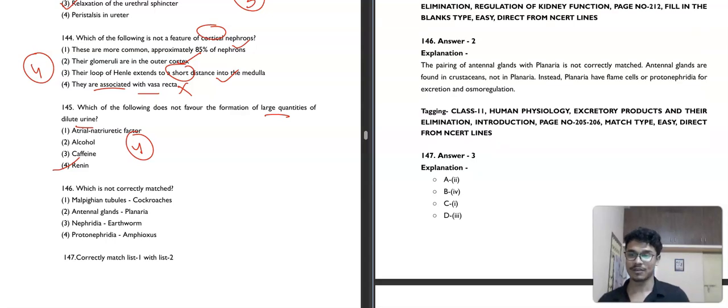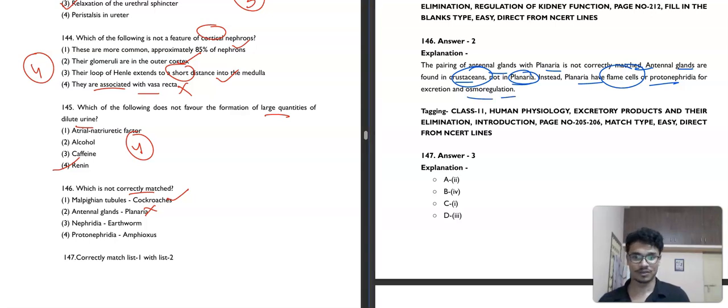It is asking which is not correctly matched. Malpighian tubule, cockroach, correct. Antennal glands, planaria, is not correct. Antennal glands are found in crustaceans, not in planaria. Planaria have flame cells or protonephridia for excretion or osmoregulation.